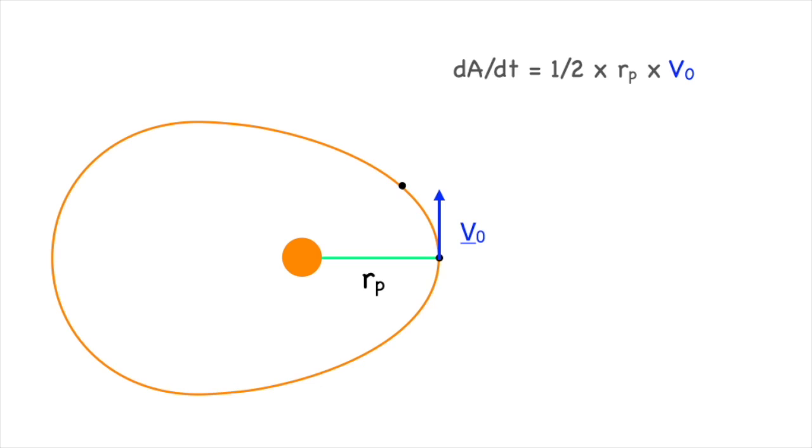Now let's place the planet at some other arbitrary position along its orbit. There is one independent variable, namely its angular position theta. There are three dependent variables. First, its distance from the Sun, r sub theta. Second, its velocity vector, v sub theta. And finally, the angle formed by r sub theta and v sub theta at the planet, namely the angle phi.